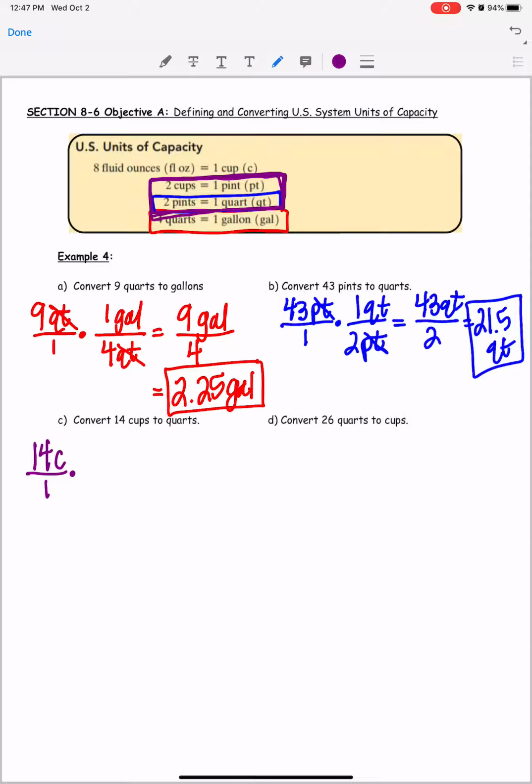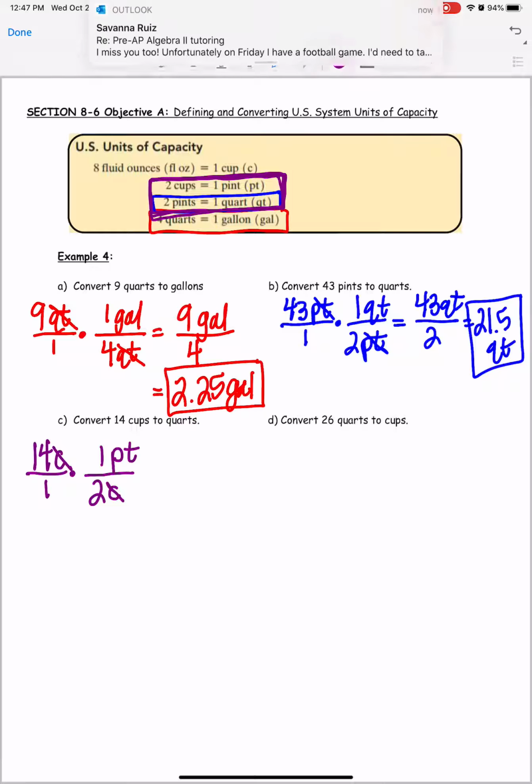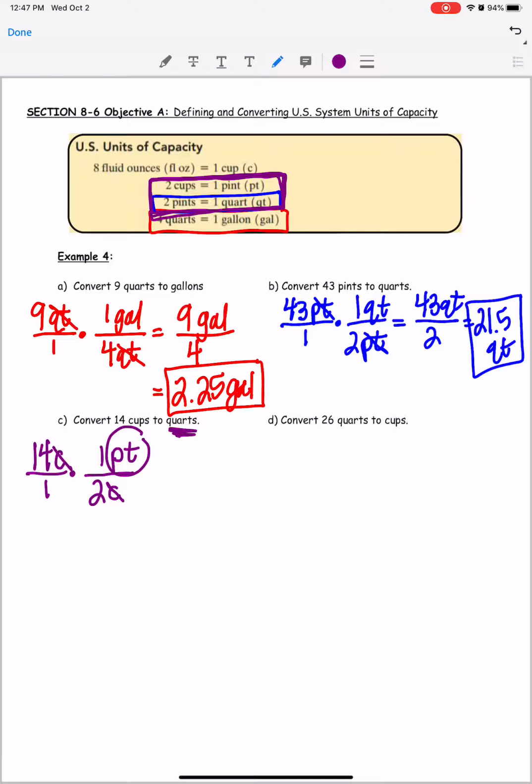So if I start with this first one here, I've got cups on the top, so I need this cups on the bottom. So I'm going to put my 2 cups down here, and that's going to leave me with this 1 pint on the top. So notice my cups still cancel, but now I'm left with pints, and I need quarts. So we're not done converting. So then we're going to use this second one here. So now I have pints on top, so now I need this pints on the bottom.